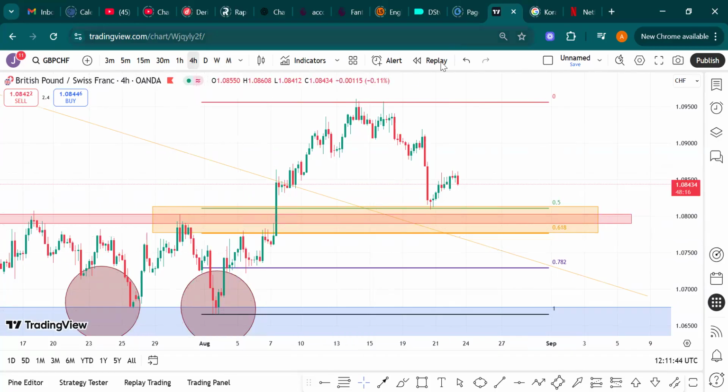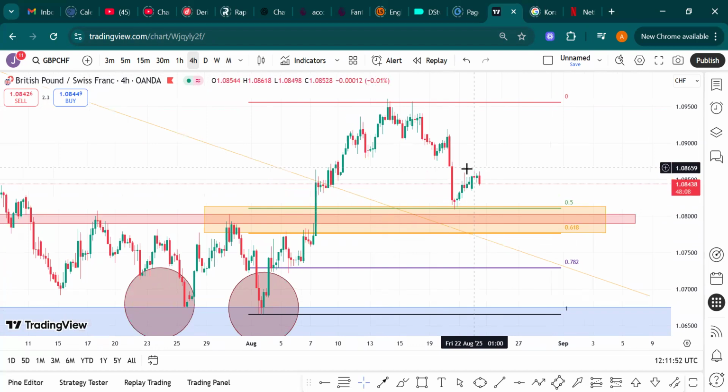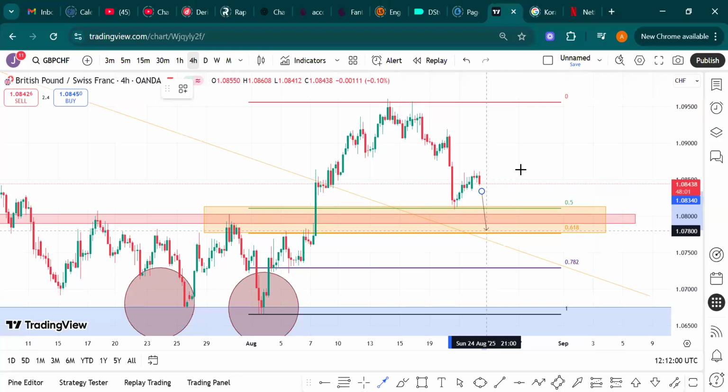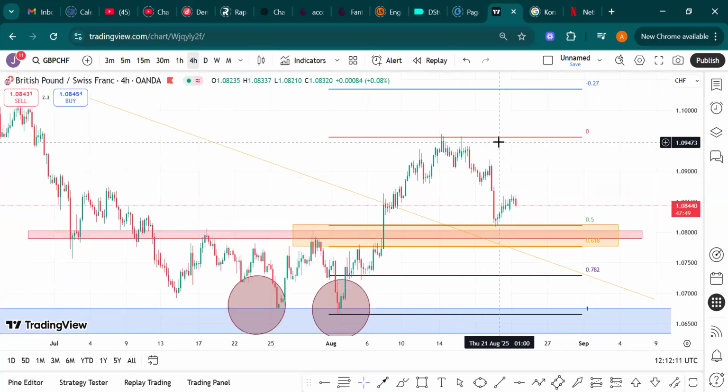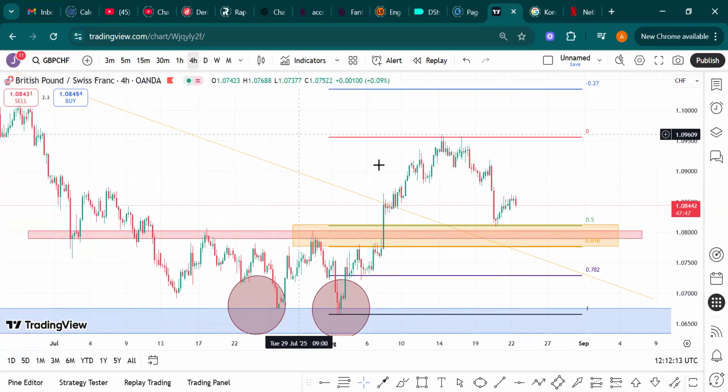This is the neckline that was broken. Price is coming back into it, and we can see that price is making lower lows and lower highs. So if you ask me, my advice would be to patiently wait for price to come into the zone, and then we wait for a change of structure or change of trend, and then we take our buy trade. So this is my take on this particular currency pair, GBPCHF.